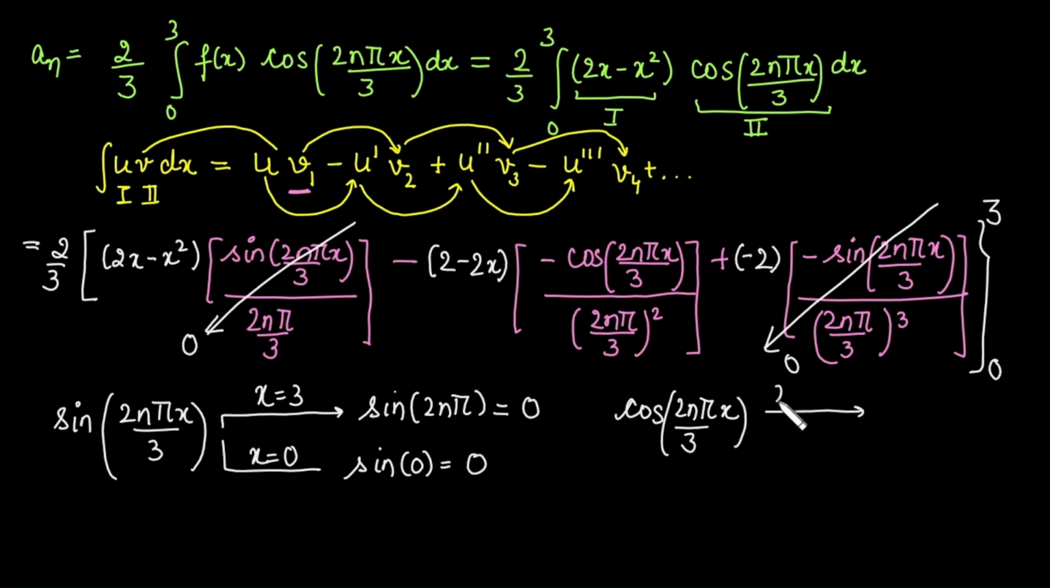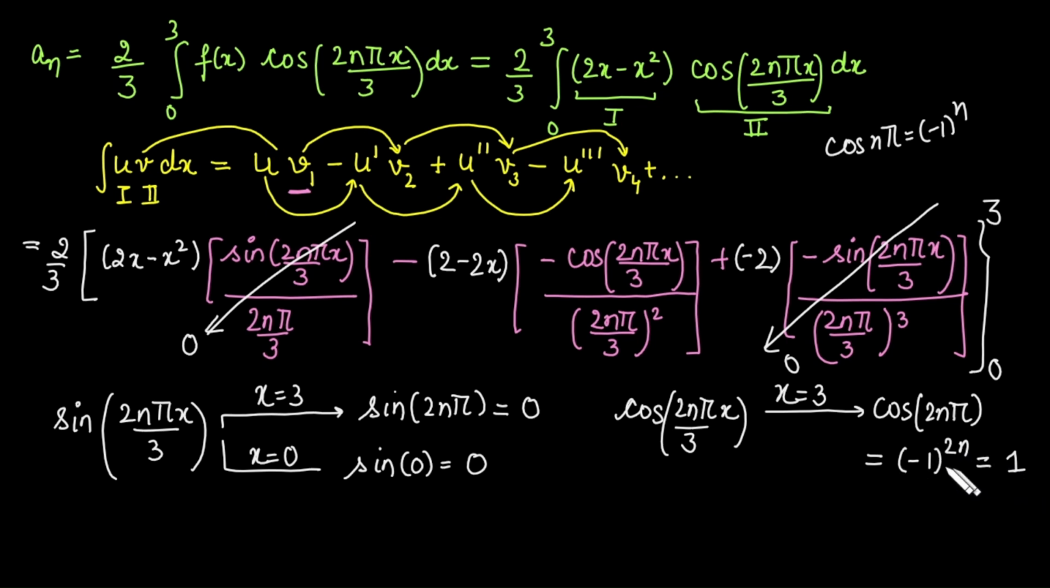At its upper limit, when x is equal to 3, we have cos of 2n pi. Now, cos n pi is minus 1 raised to power n. So, cos 2n pi is minus 1 raised to power 2n. This is equal to 1. Why? Because this is an even number as it is multiplied by 2, and n is any positive integer. So 2 into any positive integer is an even number, and minus 1 raised to power even is 1.